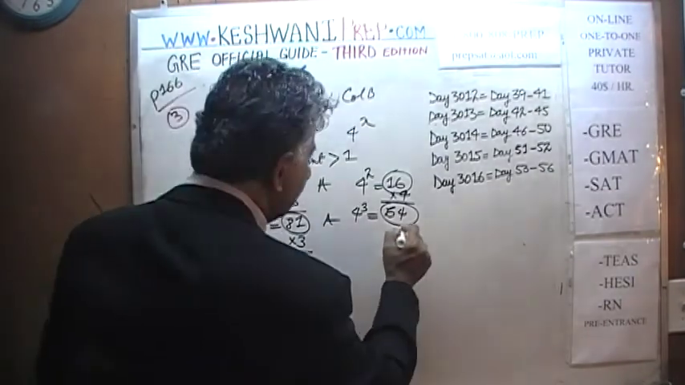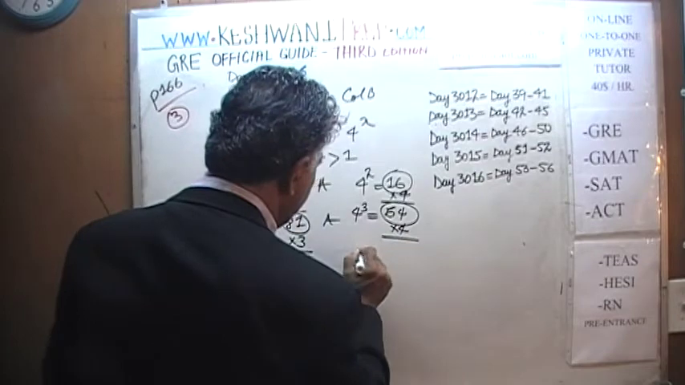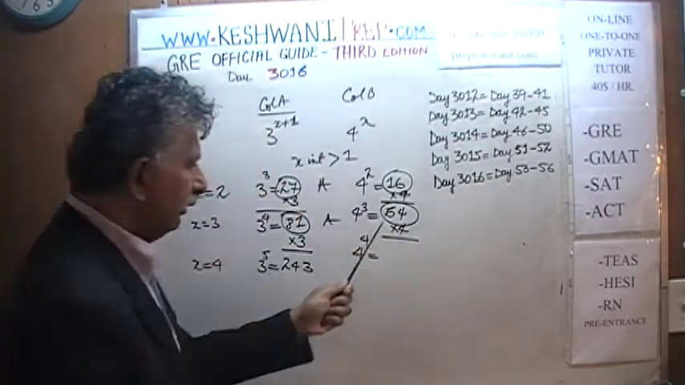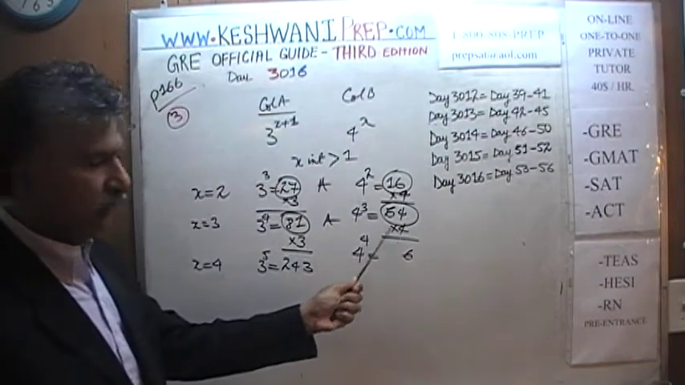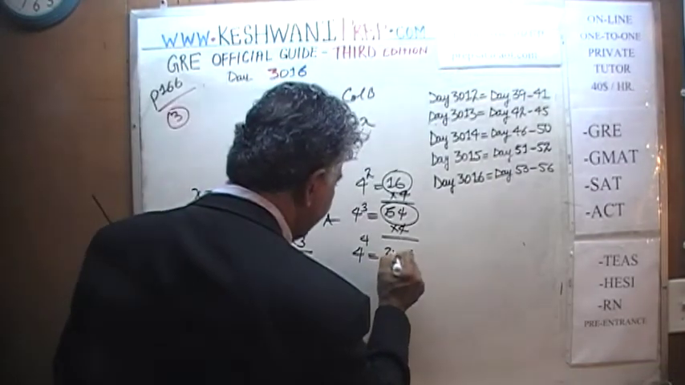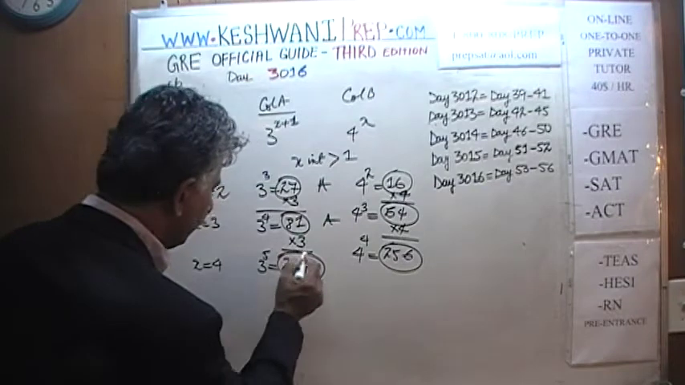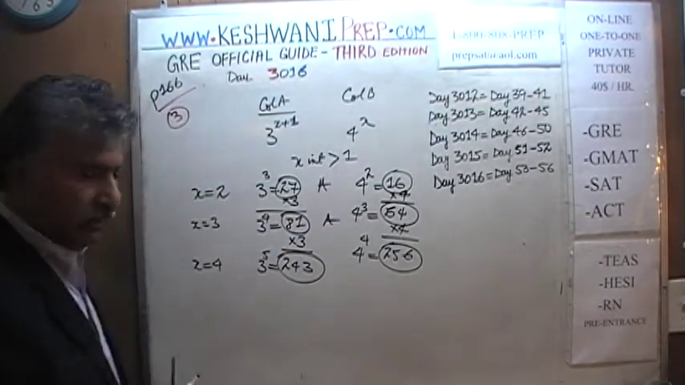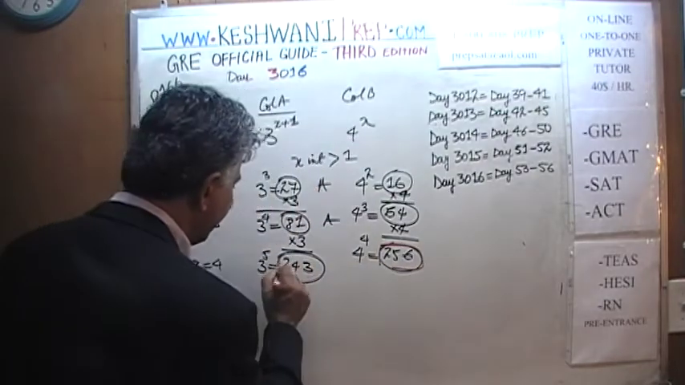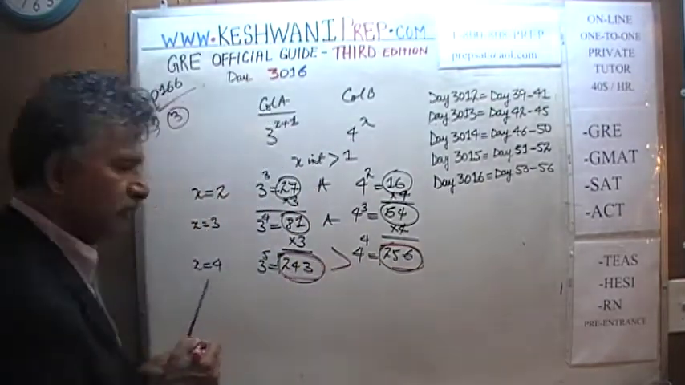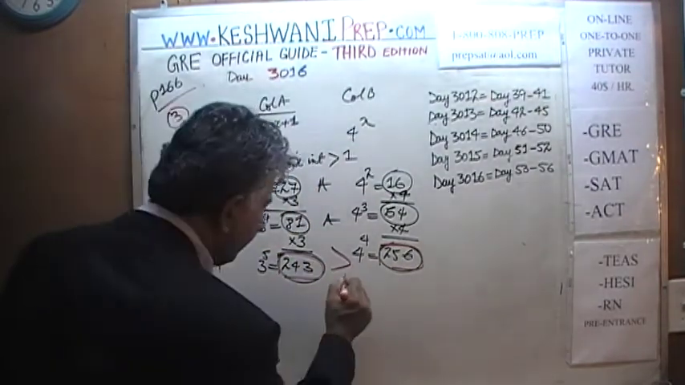What do we get here? 64 times 4 will represent 4 raised to 4. 4 times 4 is 16, 6 carry 1, 6 times 4 is 24 plus 1 is 25. We get 256. As you can see, 256 is greater than 243. Now the answer is B.